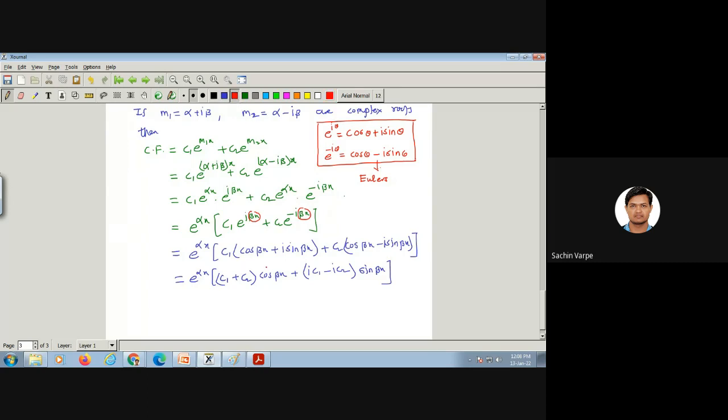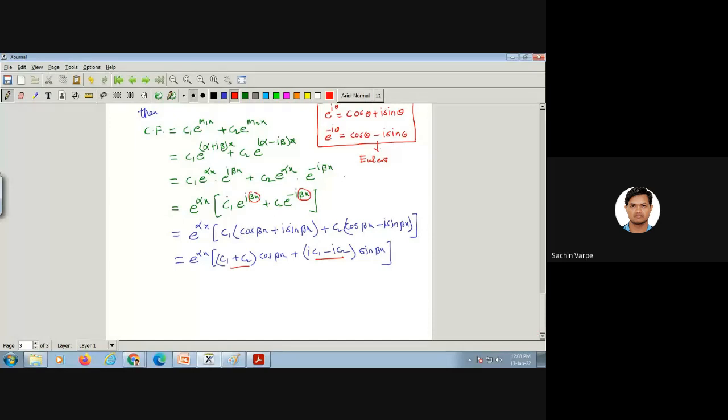So this is a constant and this is also a constant. So with this, I can write the formula as e to the power alpha x into (A cos beta x plus B sine beta x). So this is the formula for the complementary function in case of complex distinct roots, where A and B are the arbitrary constants. Clear to everyone?